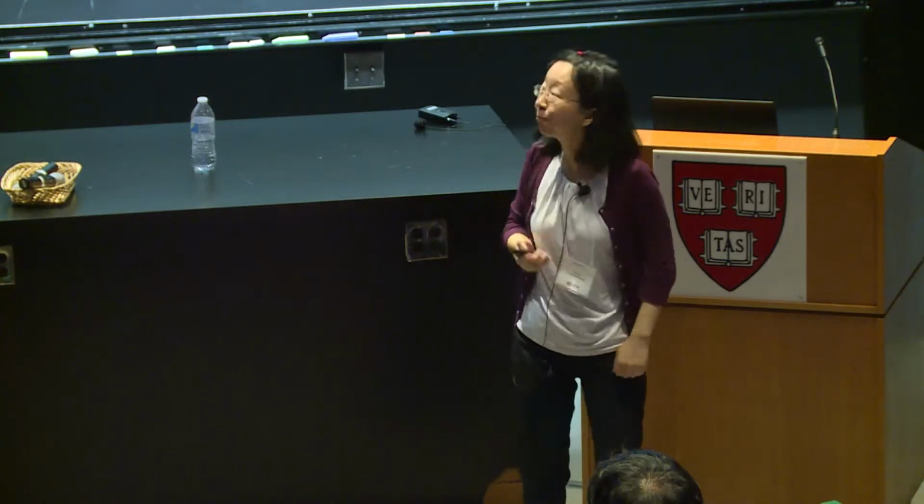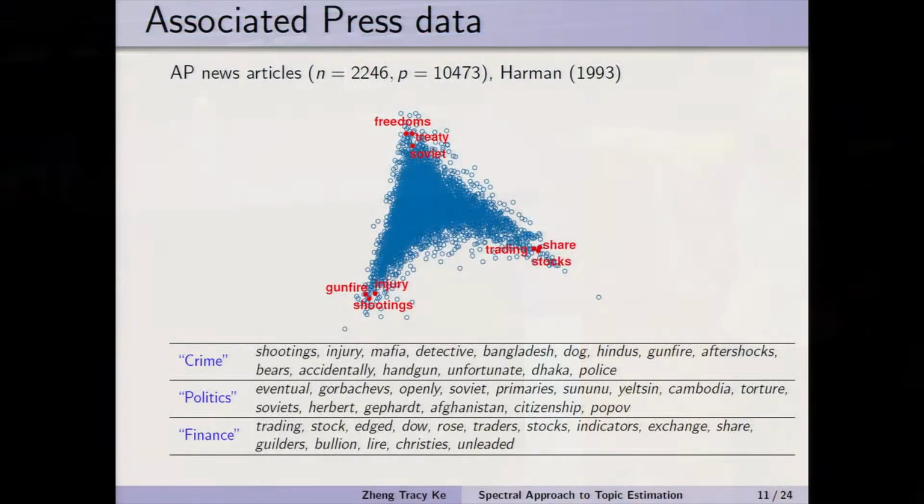So for the anchor words for the topic politics, many of them are related to the Cold War. For example, you can see the Russians, the politicians such as Gorbachev, Yeltsin, and American politicians. For example, Sununu, he's a core member of the team of President Bush Sr. And Herbert, which I think refers to the first name of President Hoover. Also you can see some countries which attracted a lot of attention in early 1990s, such as Cambodia, Afghanistan.